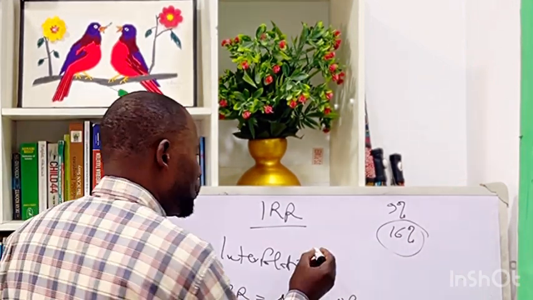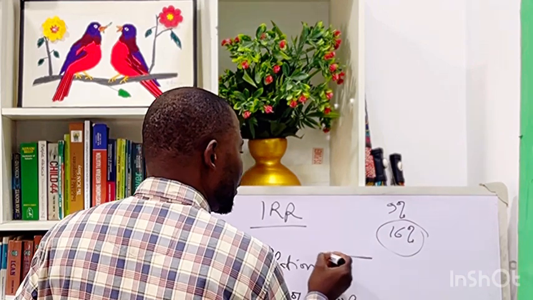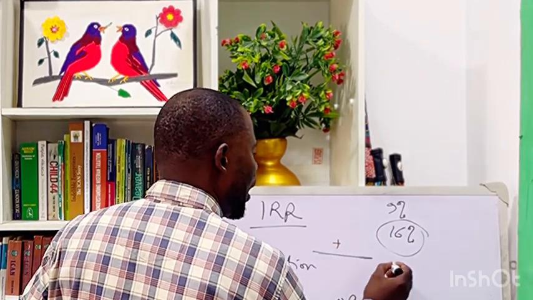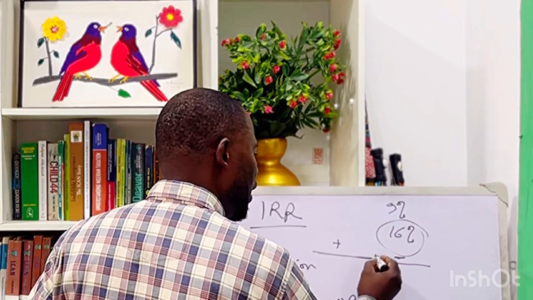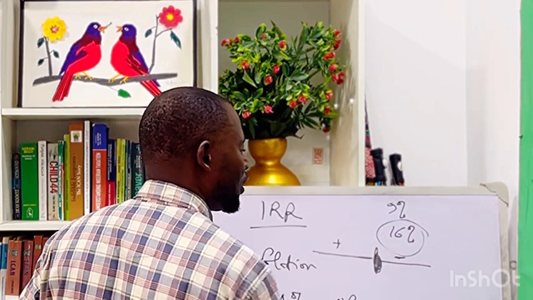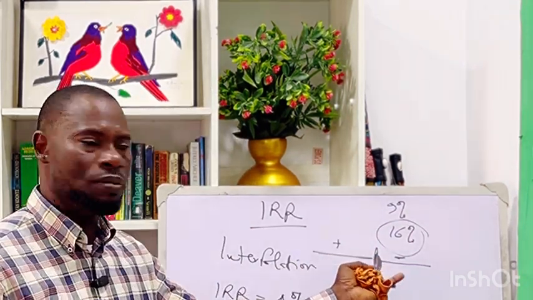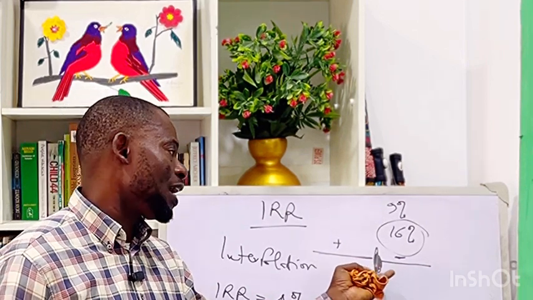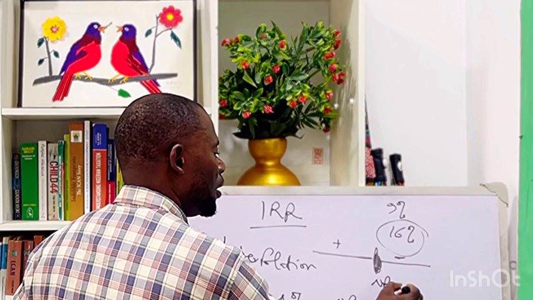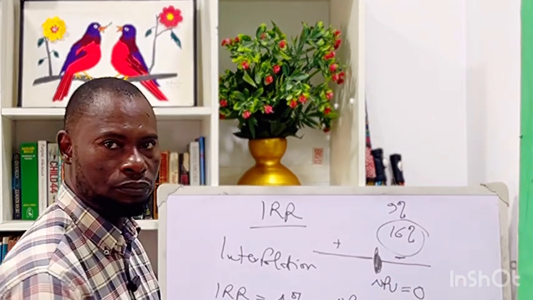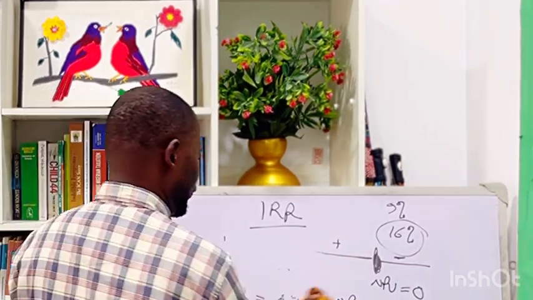You have from this point all positive, and you have from this point all negative. So this point here is the middle, and you know the middle is like the average. So that is the average. So this is where the NPV is equal to 0.